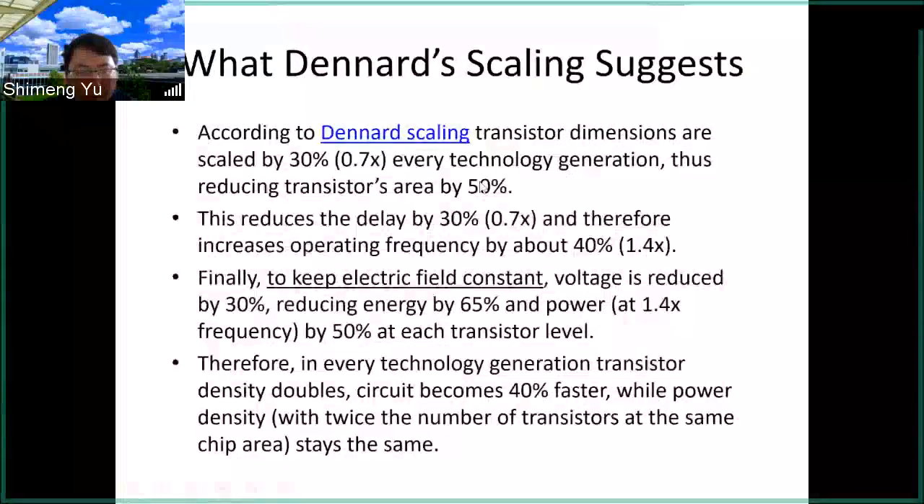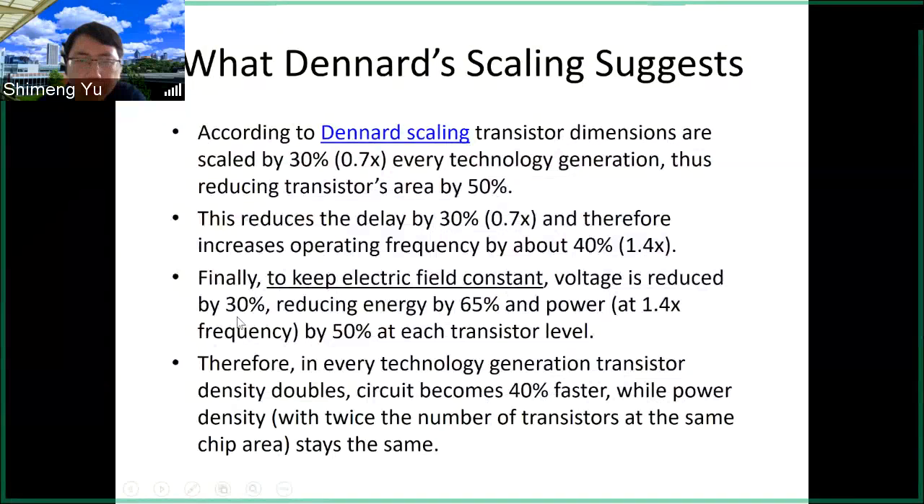As a result, in every technology generation, the transistor density doubles. Transistor density means the number of transistors on the same chip area. Circuit becomes 40% faster because of the clock frequency, while the power density stays the same. Power density is defined as the total power divided by the chip area. That will stay the same.